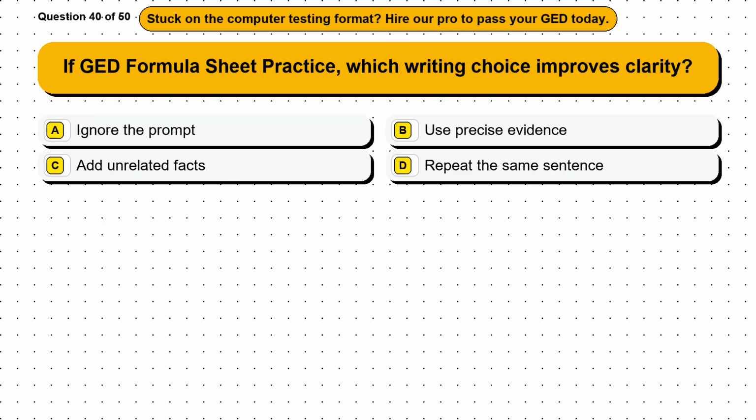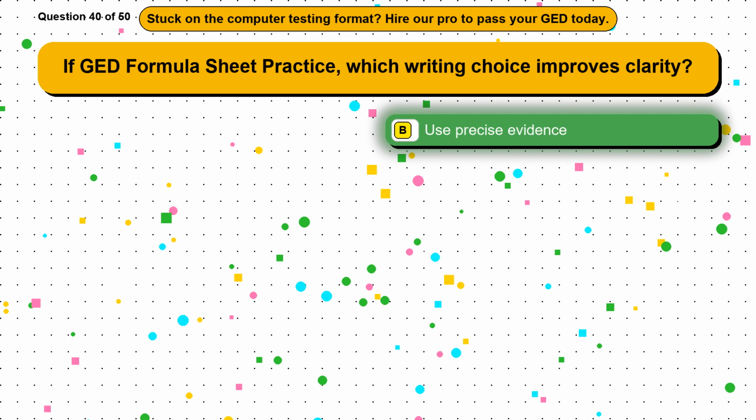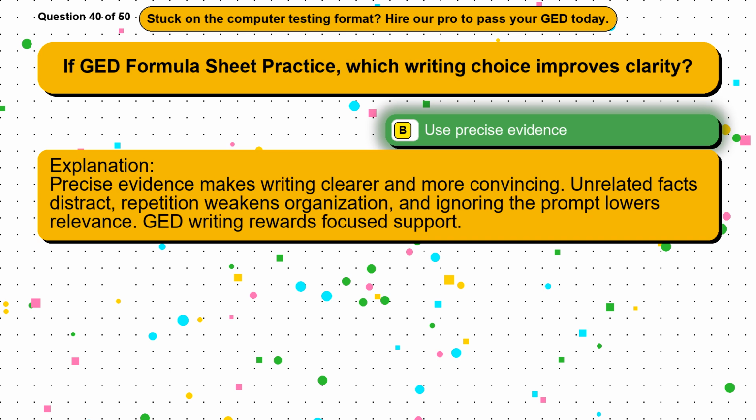Question 40. If GED formula sheet practice, which writing choice improves clarity? Option A, ignore the prompt. Option B, use precise evidence. Option C, add unrelated facts. Option D, repeat the same sentence. The correct answer is option B. Use precise evidence. Precise evidence makes writing clearer and more convincing. Unrelated facts distract, repetition weakens organization, and ignoring the prompt lowers relevance. GED writing rewards focused support.